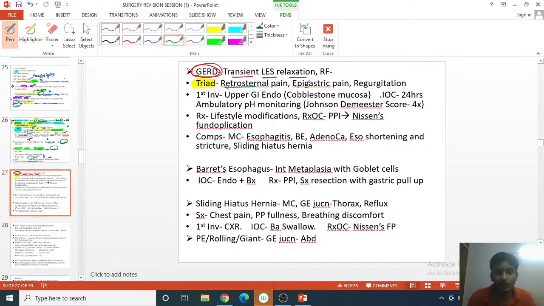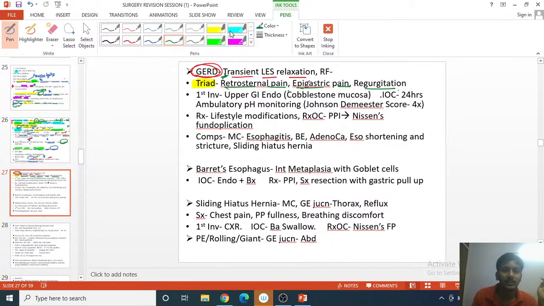First is your retrosternal pain. So what is the first feature? Retrosternal pain. Second is your epigastric pain, and third is your regurgitation. So retrosternal pain can come as retrosternal burn, also it can be called pyrosis, heartburn as we say. So the three features of GERD: first is retrosternal pain, second is epigastric pain, and the third is regurgitation.